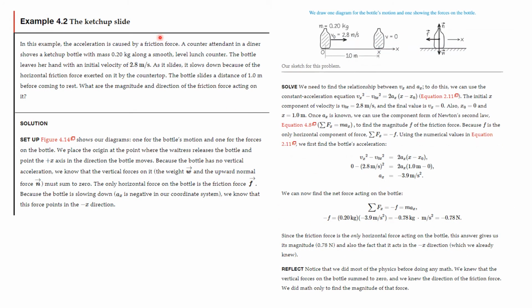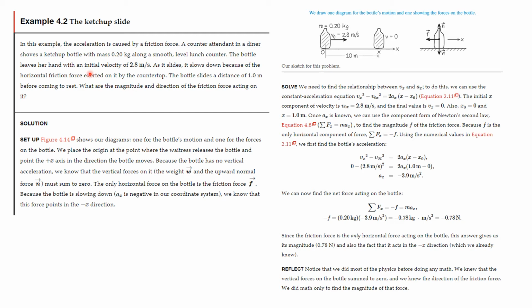Let's look at maybe a more complicated example. This is called the Ketchup Slide. Ketchup is something like a sauce you would put on a piece of meat or hash browns or something like that. Okay, so in this problem, the acceleration is caused by a frictional force, a different kind of force than what we talked about on the other one. Because in fact, in the previous example, we had no friction. So a counter attendant, that's a server in a restaurant, in a diner, shoves a ketchup bottle with a mass of 0.2 kilograms along a smooth, level lunch counter.